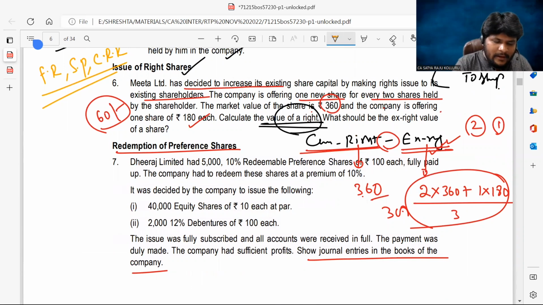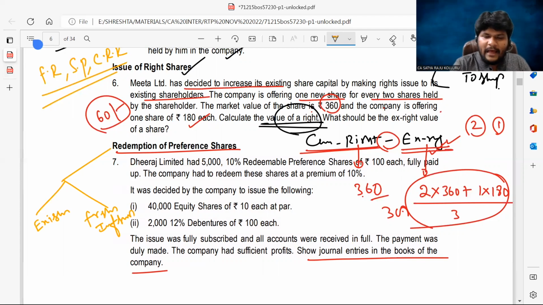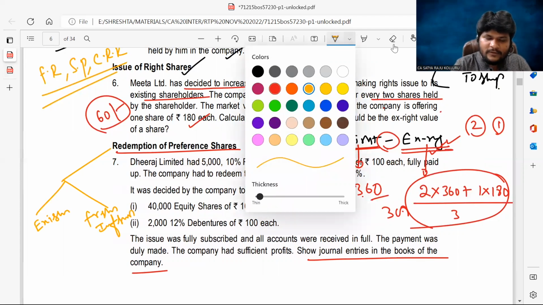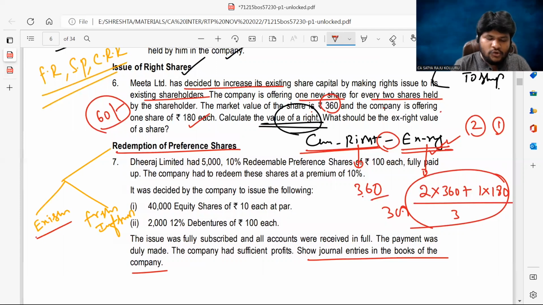One thing, guys, the redemption of preference shares may happen in two ways: redemption from existing resources or redemption from a fresh issue of shares. If the redemption happens through existing resources, then you need to transfer the face value of the preference shares redeemed to the capital redemption reserve. If the redemption happens through a fresh issue of shares, there is no need to transfer any amount to the CRR. That is the base concept. With that background, let me read the problem.